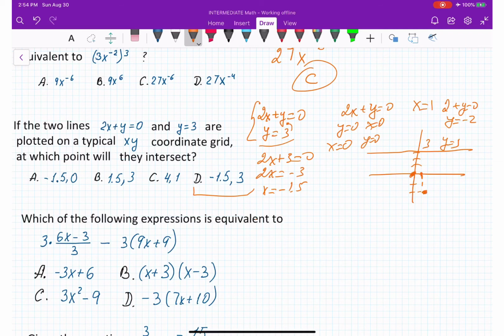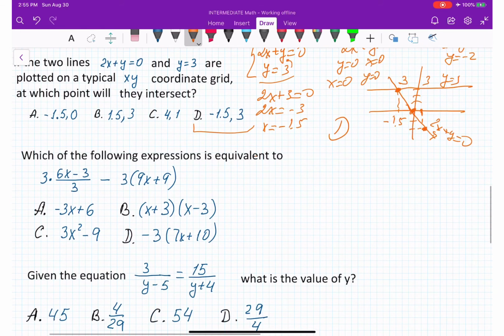So if I draw the line, forgive me if it's not a straight line. So what do we get? This one is 2x plus y is equal to 0, right? So this intersection is going to be the solution. It's supposed to be negative 1/2, and here will be positive 3. So that will be D. Definitely.